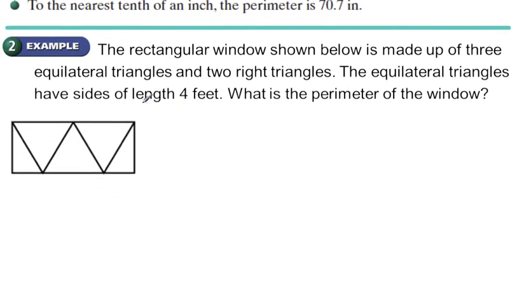The rectangular window shown below is made up of 3 equilateral triangles and 2 right triangles. The equilateral triangles have sides of length 4 feet. Okay, so that means in each one of these, this is 4, this is 4, this is 4, this is 4, this is 4, this is 4, and this is 4. And this is cut in half.